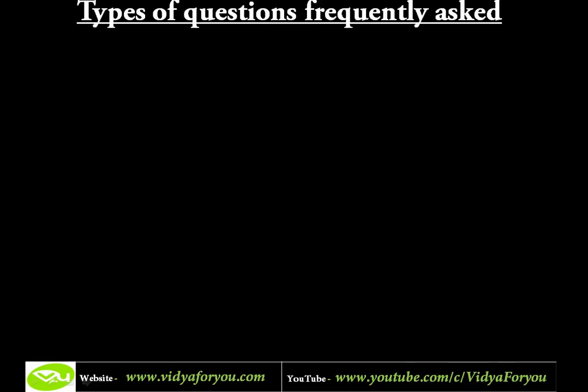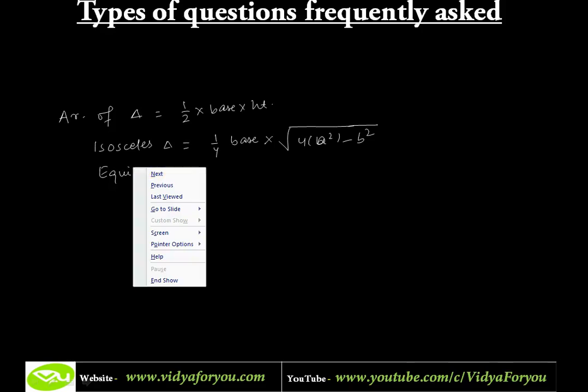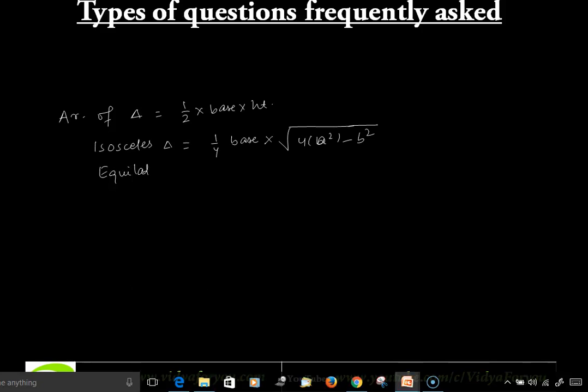So till now what we have learnt is finding the area of a triangle by the basic formula, half into base into height. Now if the triangle is an isosceles triangle, for this we have 1 by 4 base into under root of 4 a square minus b square. And for an equilateral triangle, root 3 by 4 into side square.